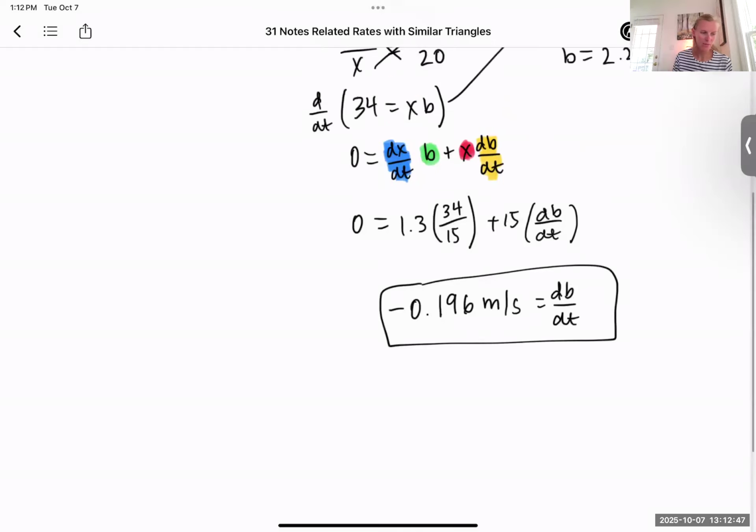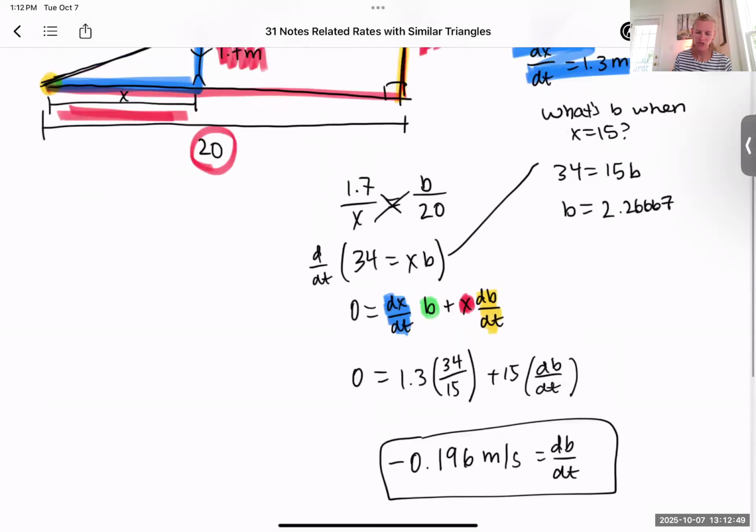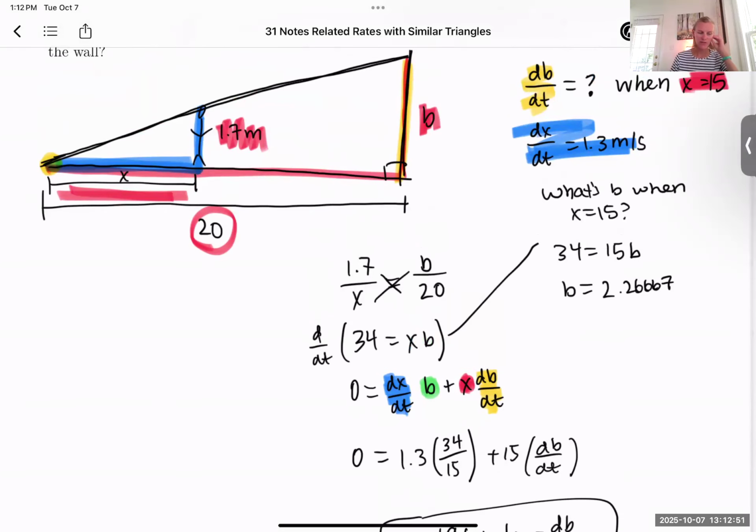That's going to be the rate of change of his shadow when he's 5 meters from the wall. What that's telling us is that the shadow is shrinking at that point in time, that it's getting smaller, because the rate of change is negative there.